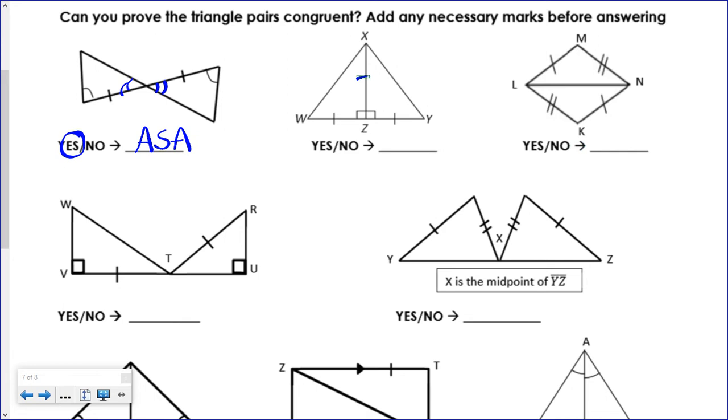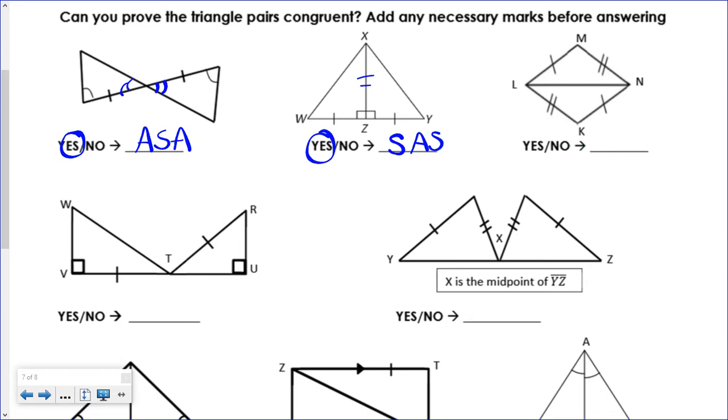Reflexive? Yes. They are right up against each other, so they're sharing that middle side. That's coinciding for both triangles, so it's congruent to itself. Is that enough to prove that these triangles are congruent? What do I have? I have side, angle, side. Do I have that in the other triangle? Side, angle, side. Yes, I do. So these are congruent by the side, angle, side rule.